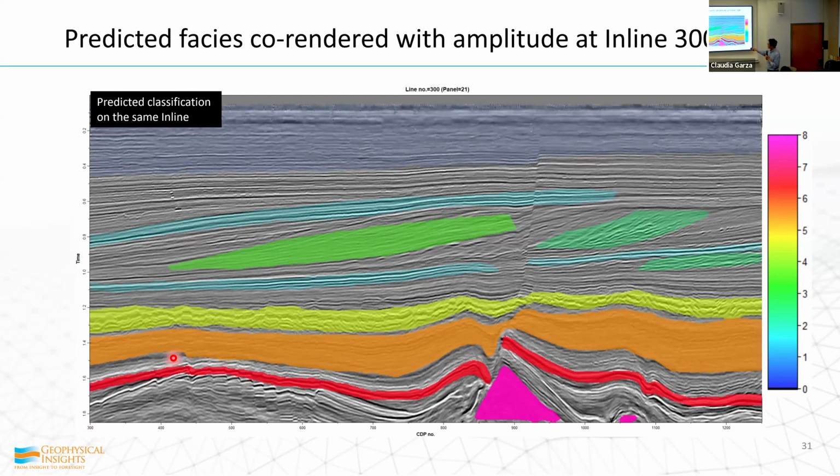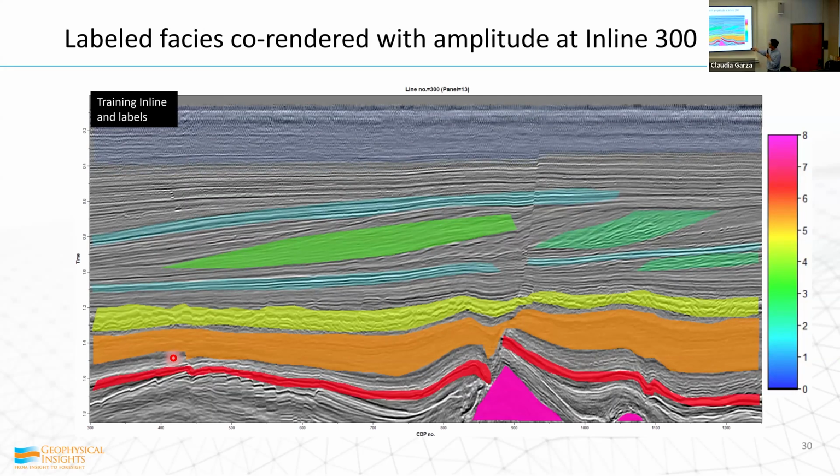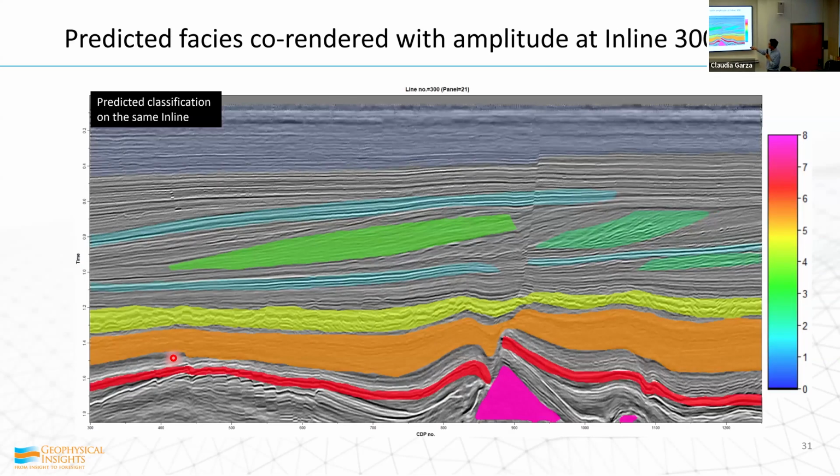So compare these two, you will see that it's almost the same as the training line. So this is a validation result on the same inline. This is my label. This is the one the AI gave me on this inline.